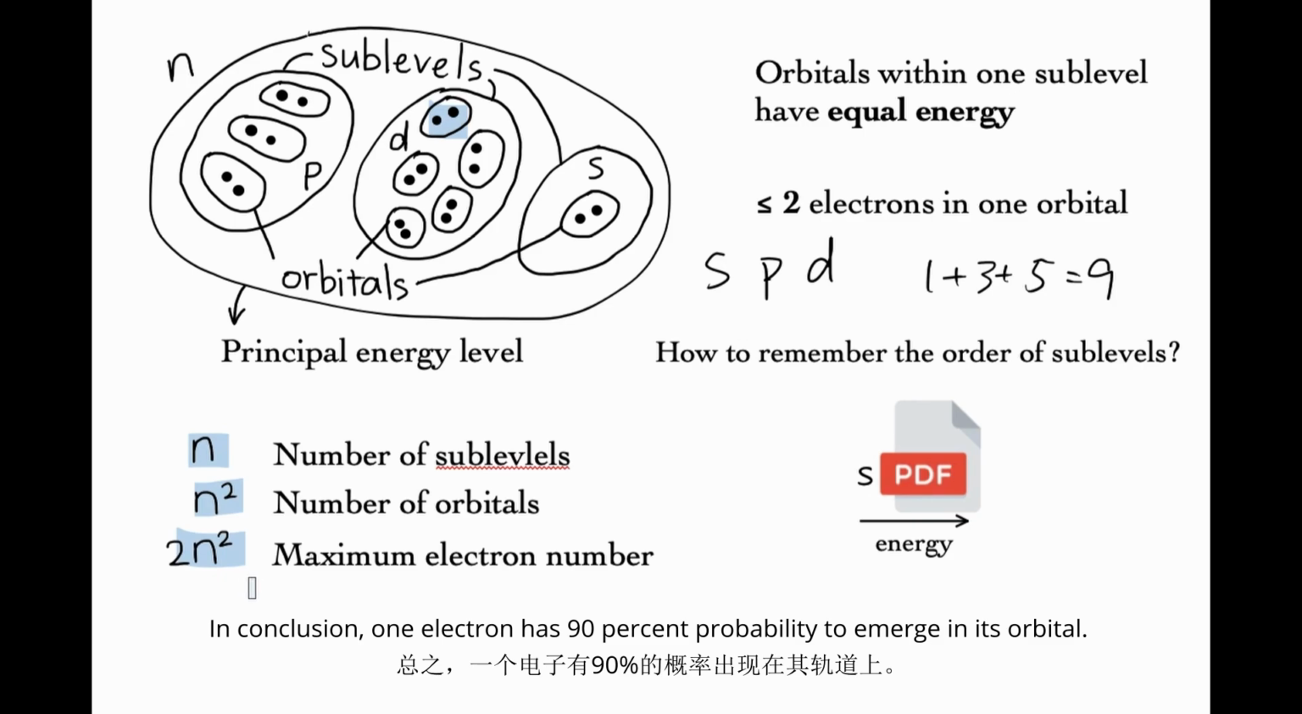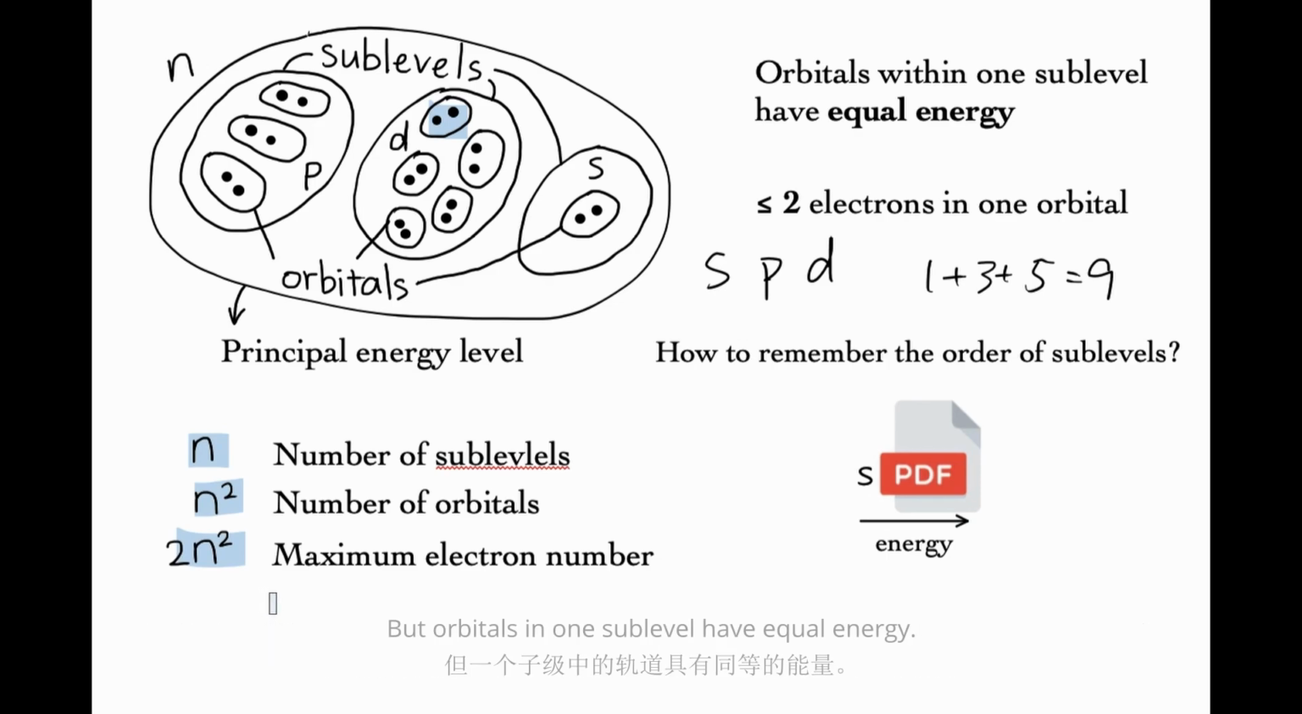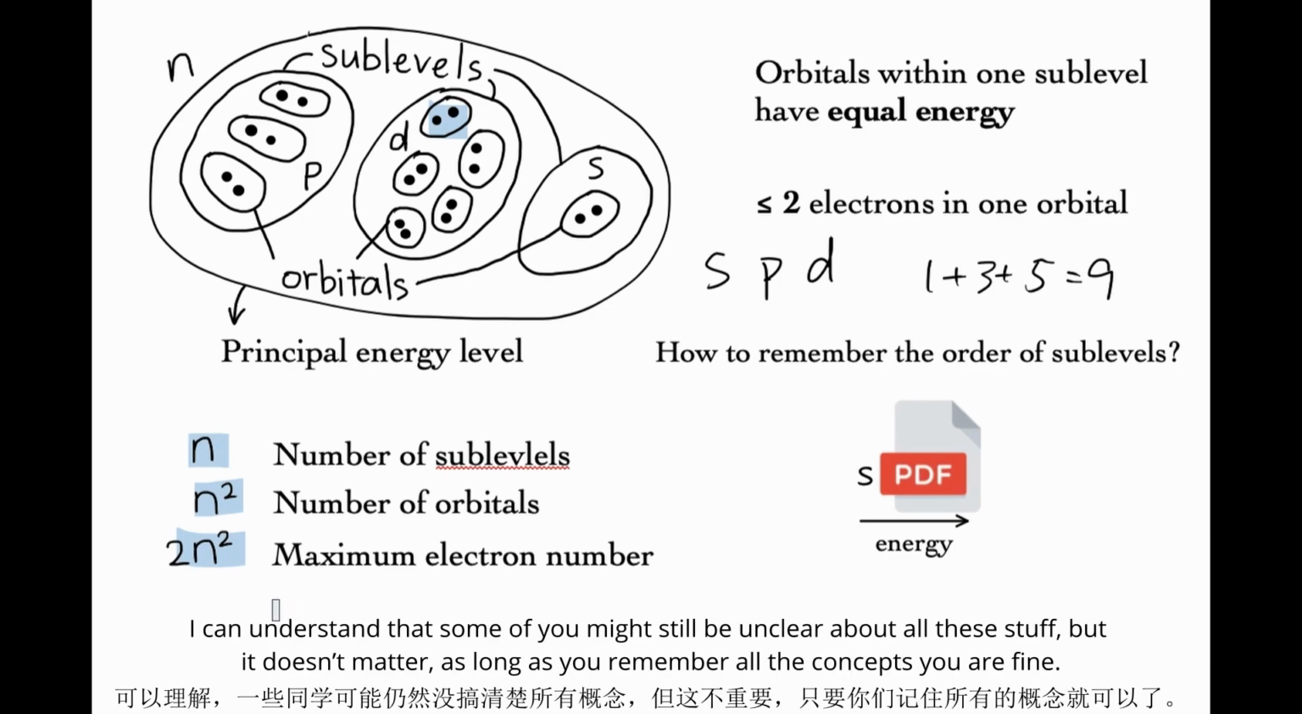In conclusion, one electron can have a 90% probability to emerge in its orbital. If energy increases, the size of its orbital will increase and the orbital's shape will change too. But orbitals in one sublevel have equal energy. I can understand that some of you might still be unclear about all this stuff, but it doesn't matter. As long as you remember all the concepts, you're fine.